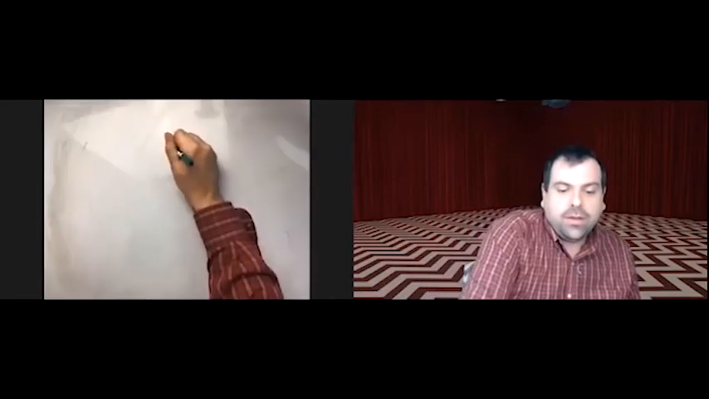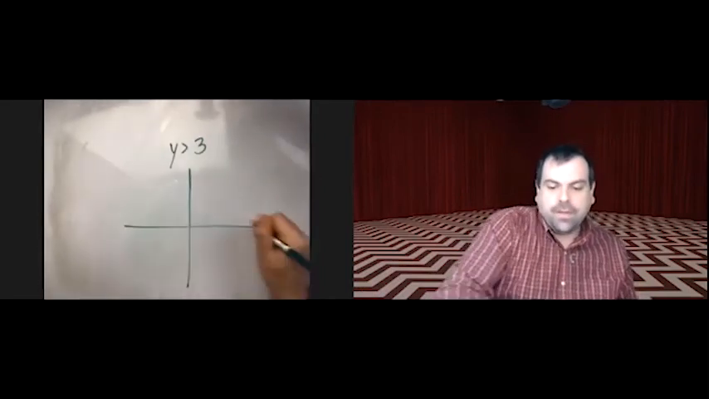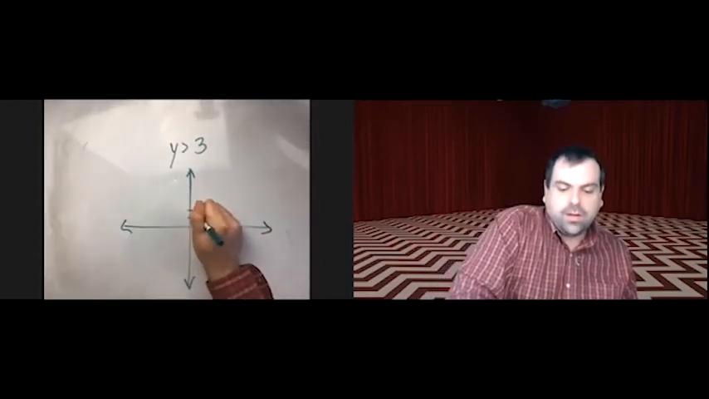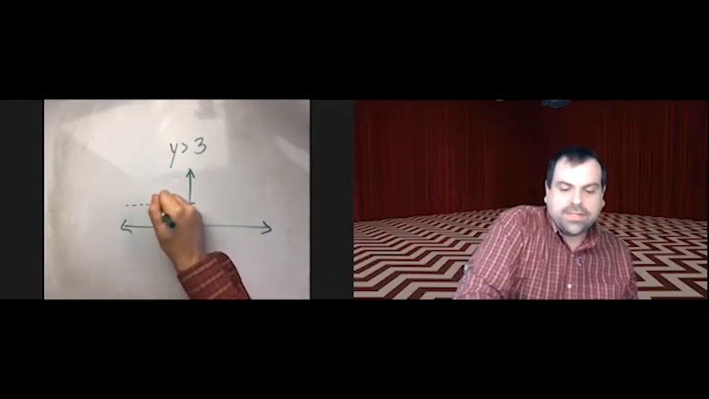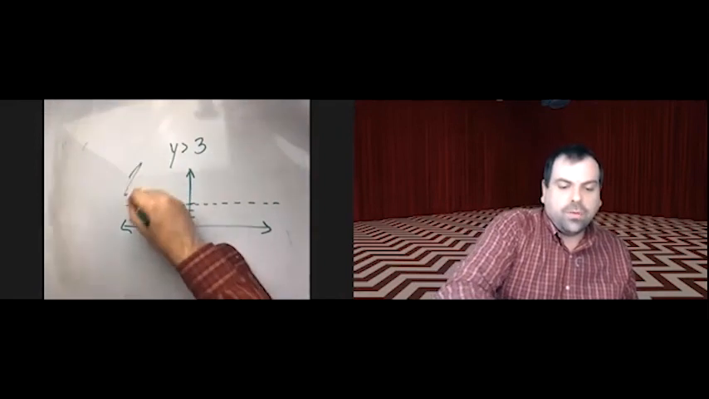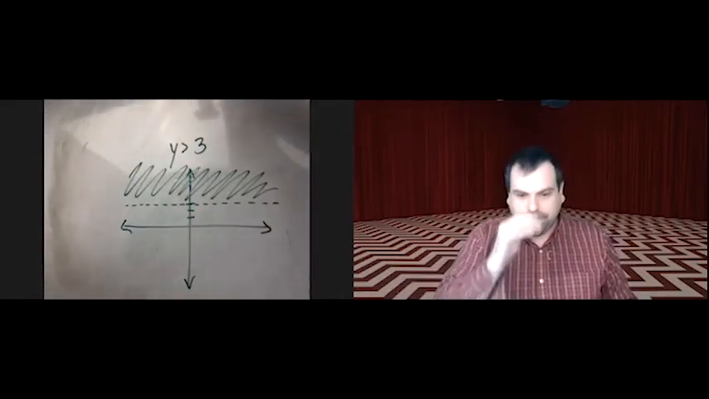Likewise, what if we had y is greater than 3? Well, we find y equals 3. It's a dashed line because there's no "or equal to," and everywhere where y is greater than 3 would get shaded.